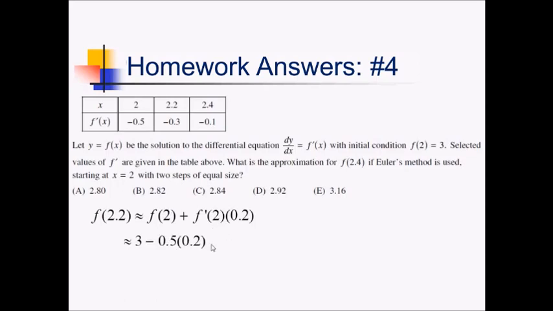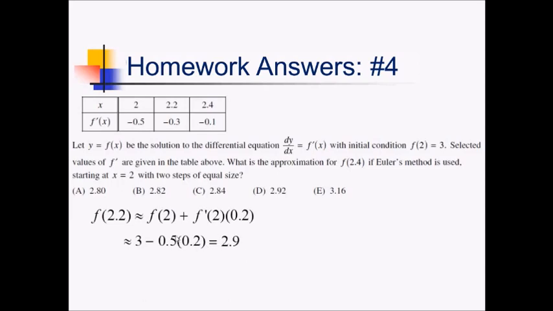So this is a no calculator problem, so we might as well just simplify as we go here. So this is negative 0.5 times 0.2. Half of 0.2 is going to be 0.1, so this is 3 minus 0.1, which is 2.9. So careful with your decimal math on this one.